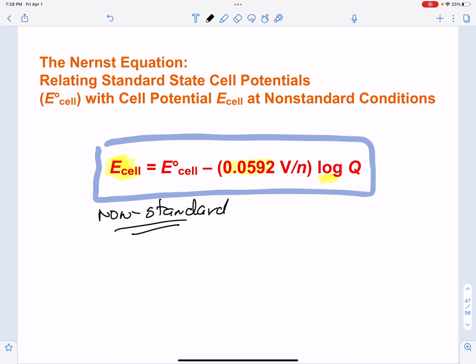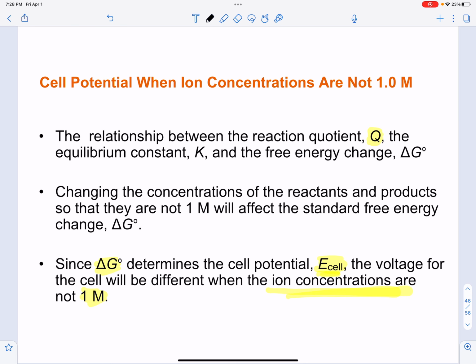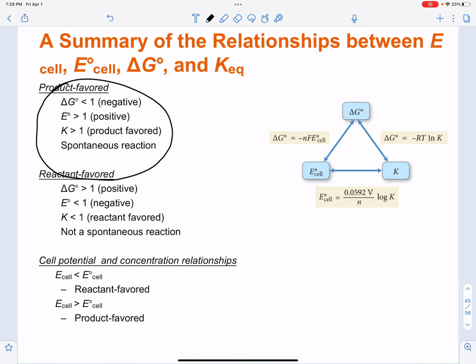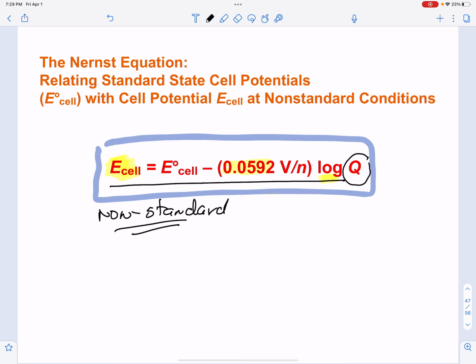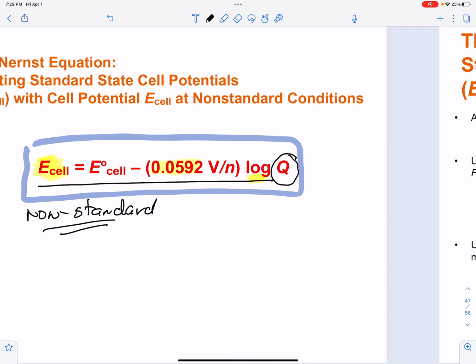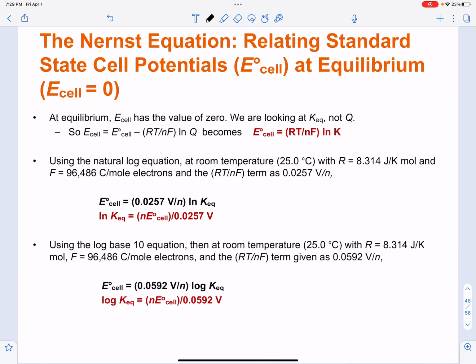And if you know this equation, you notice that it's very similar to this, but the only difference is this one has the equilibrium constant, and this one has the quotient factor, which is used when the conditions are not standard or it's not at equilibrium. And then you can use your math to solve for the equilibrium constant.